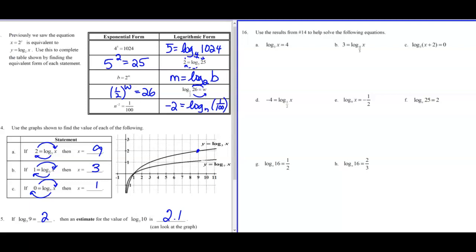Okay, so it says use the results from number 14 to help solve the following equations. I guess for some of these you can use that graph, but it's really the process that we learned from number 14, not necessarily the graphs. So again, 3 to the 4th gives you x, so x equals 3 to the 4th. Practice your mental math. Get ready for next semester.